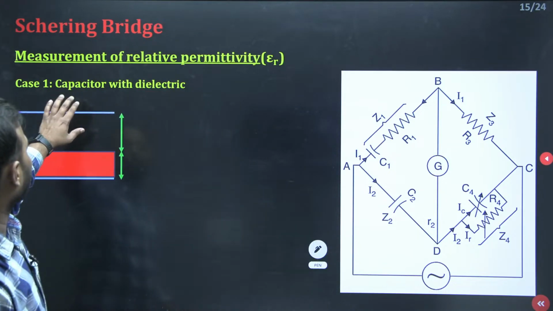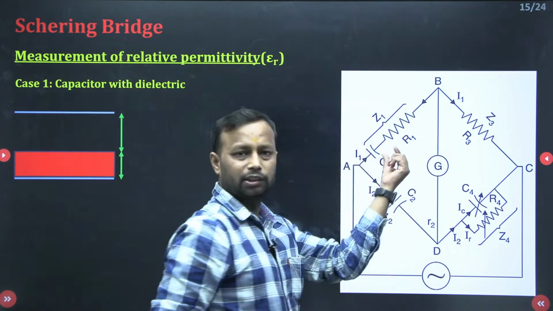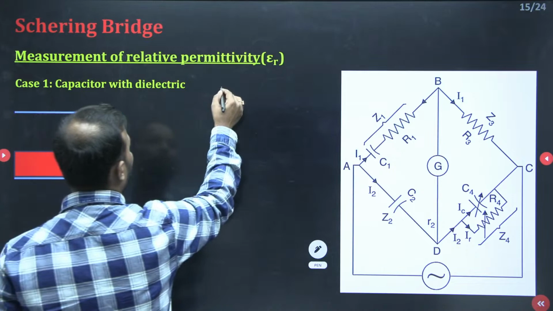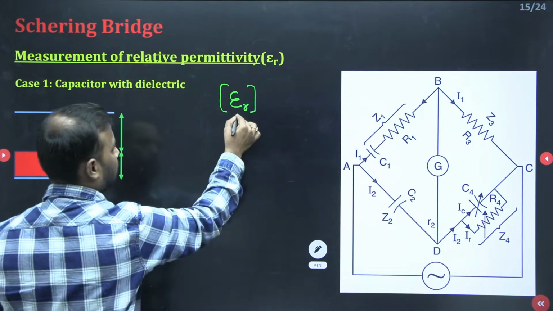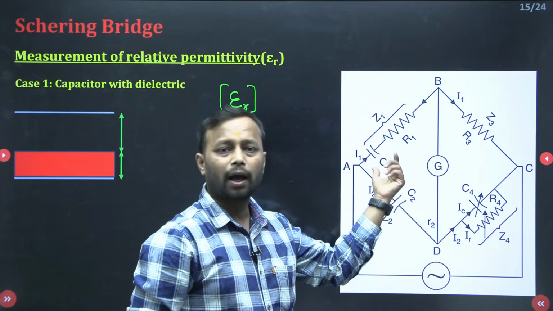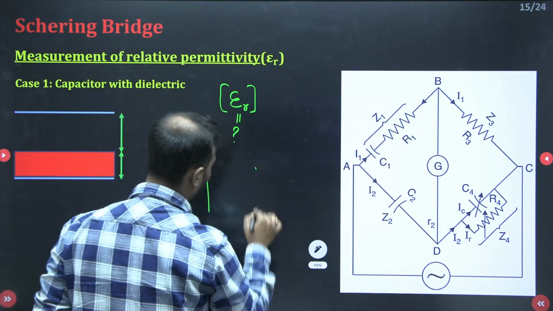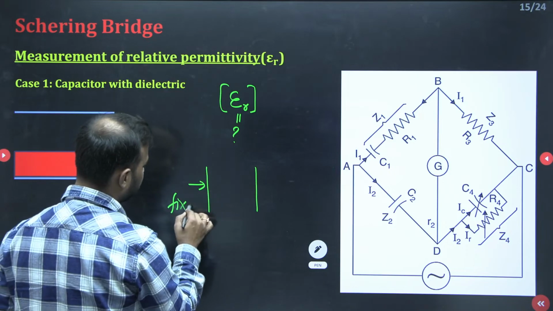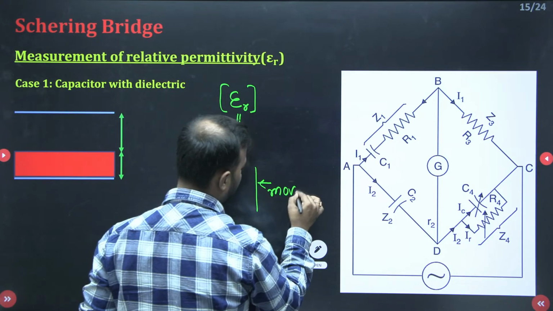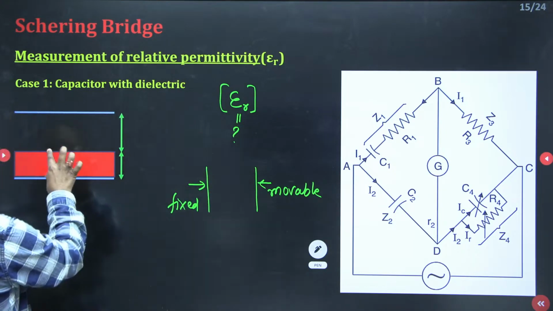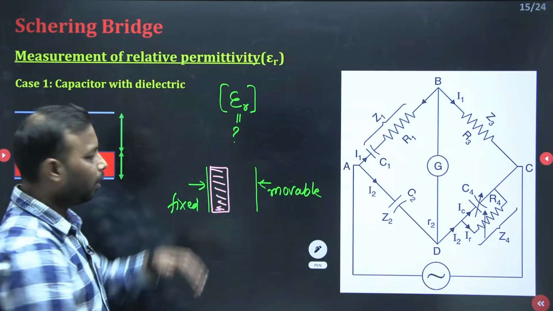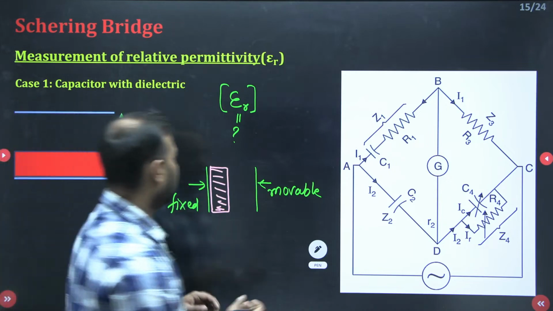Okay, so let me take case 1, capacitor with dielectric. This is your capacitor, and inside this I am going to insert the material which has the relative permittivity epsilon r. This needs to be determined. Now one more thing, please do remember, here one plate is fixed and another plate is movable. Say these are the two plates of the capacitor. I will get this fixed by a hinge or something, and with the help of a spring I make this particular plate movable. Inside this I am going to insert this material, like this. Tilt it by 90 degrees, you will get the same image.